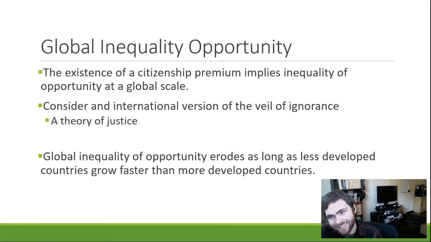But if we expand it to think about it internationally or globally, I don't think we would like to live in a world where most of your opportunities and your living standards are determined simply by where you live, which is a matter of chance, as it were. Also keep in mind that global inequality of opportunity slowly erodes over time as long as less developed countries grow faster than more developed countries, which has been the case for some time, but there's still a long way to go.